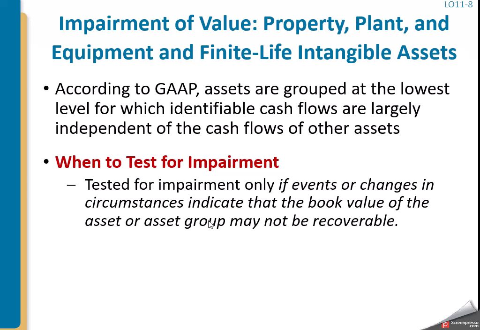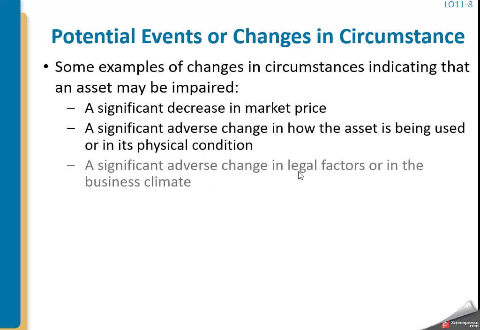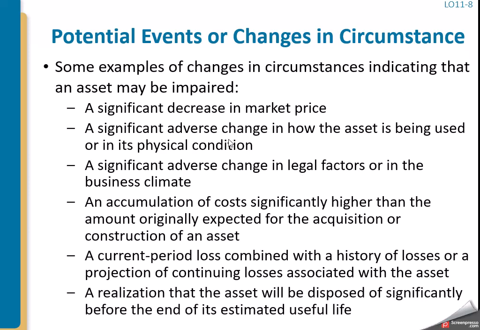So according to generally accepted accounting principles, our assets need to be grouped at the lowest level for which identifiable cash flows are independent of cash flows of other assets. And then we would test for impairment if there were events that would indicate that the book value of these assets or this asset group could not be recoverable. I feel like the auditors would probably push to have some of that done if there was reason to believe.